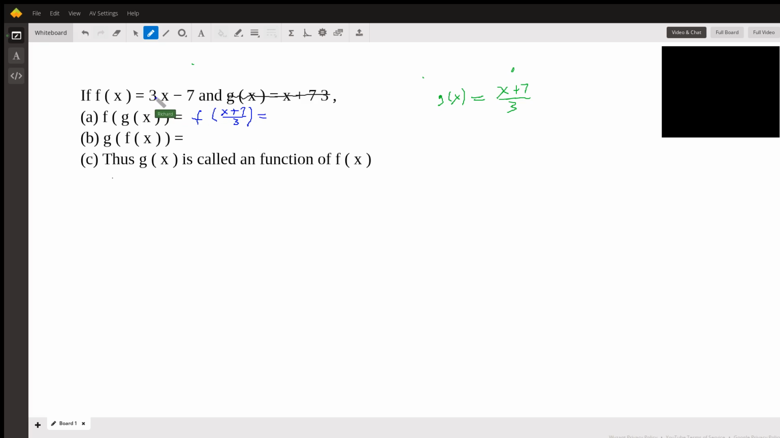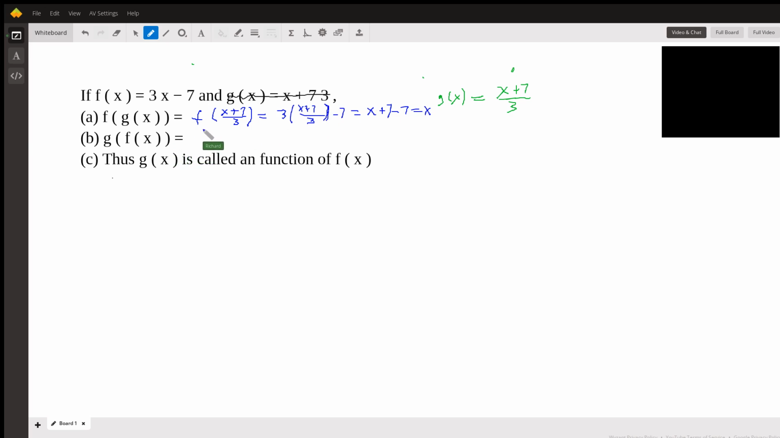So what this function says is whatever I give you, which is x here, I'm going to multiply it by 3 and subtract 7. So I'm going to multiply this by 3. And then I'm going to subtract 7. And when I do that, I'm going to get x plus 7 minus 7, which is equal to x. Okay, so that's all that is.